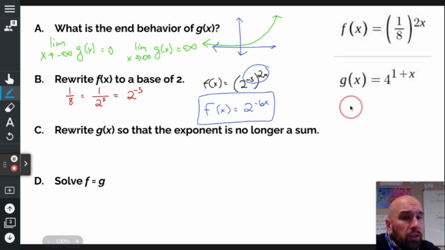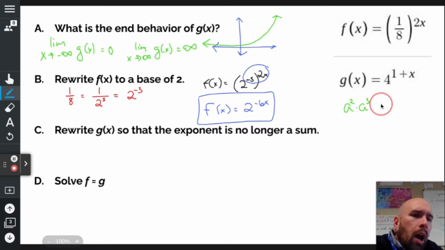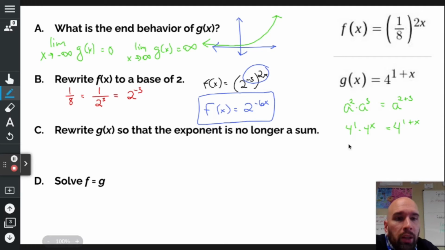When you multiply terms of the same base, so if I have something like a to the second times a to the third, I add those exponents, so 2 plus 3. Now what I have is not a, what I have is 4. So thinking my way backwards, if I have 4 to the 1 plus x power, in order for me to add exponents, it must be because I multiplied the same base in the first place. So 4 to the first power times 4 to the x power would give me 1 plus x. So I can rewrite this as g of x equals 4 to the first power, I don't need to say anything, times 4 to the x power.